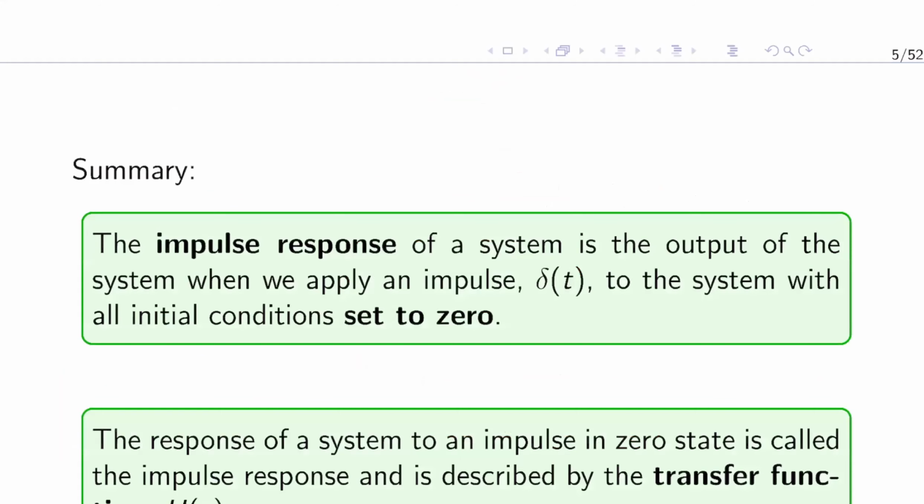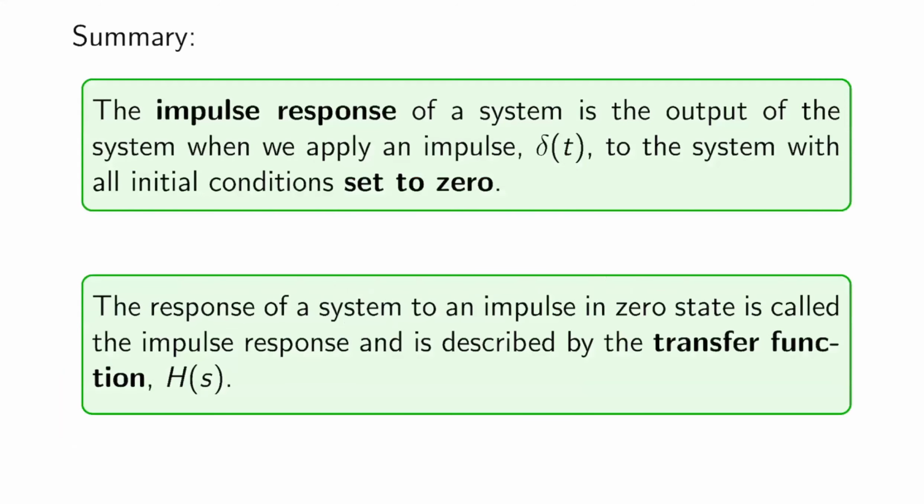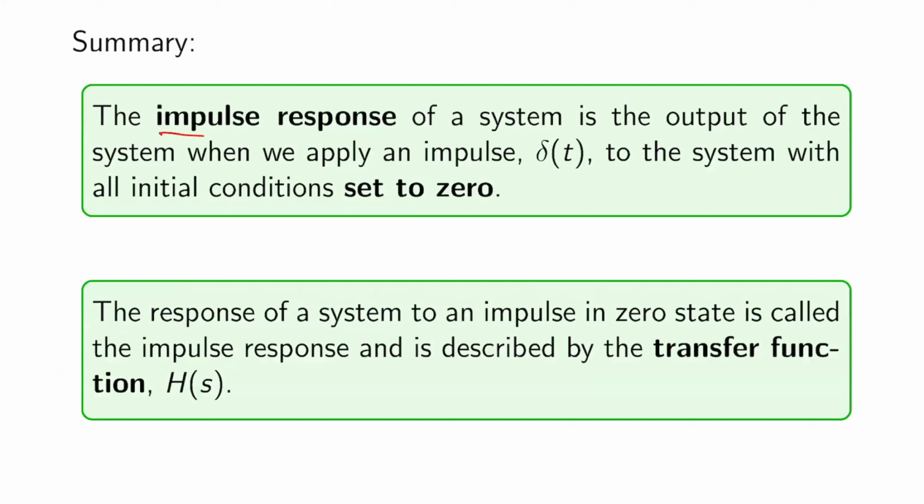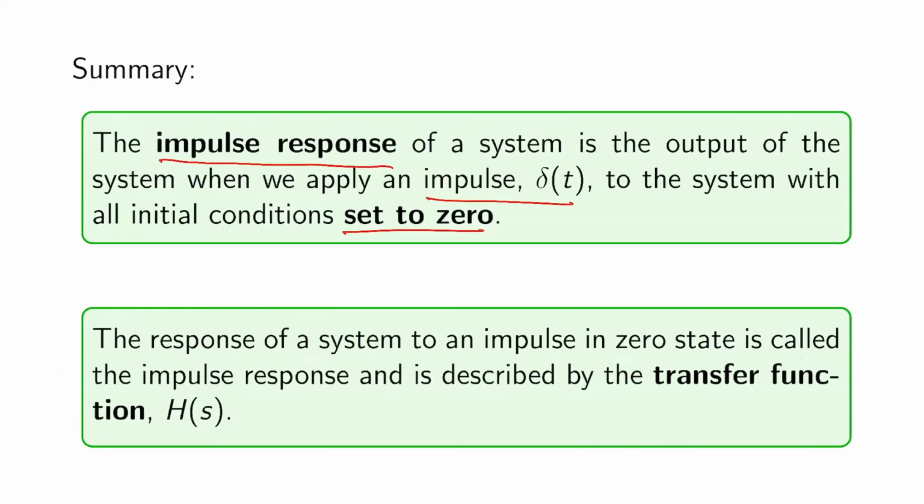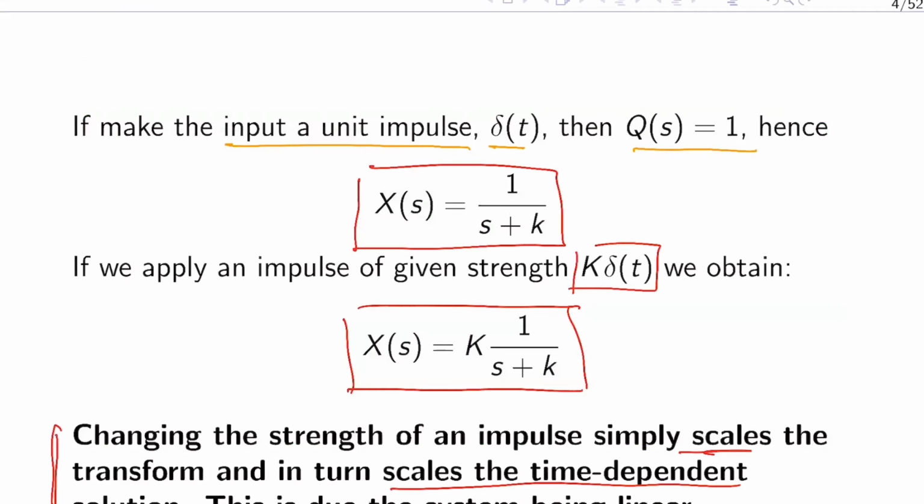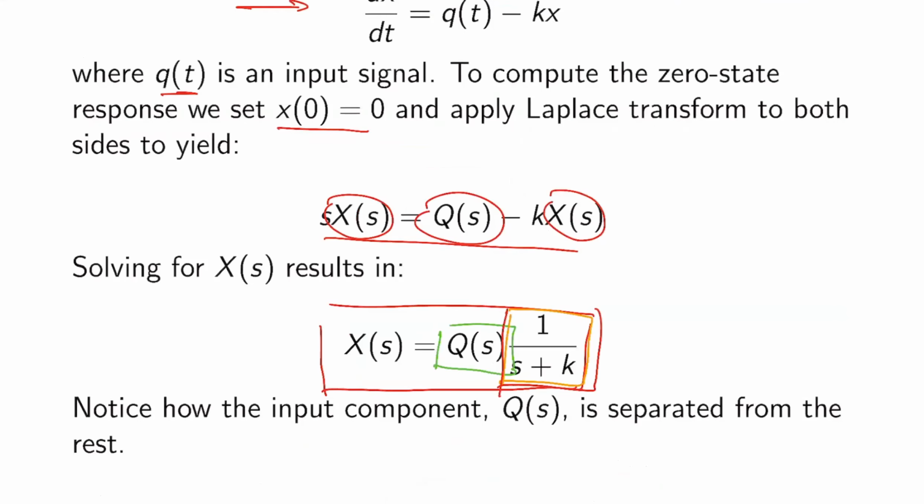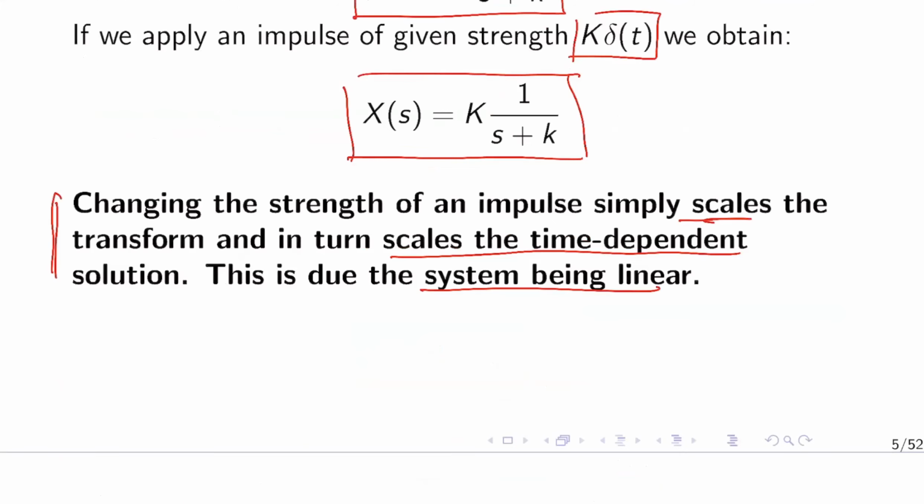So just a summary then. The impulse response of a system is the output of the system when we apply an impulse, surprise, surprise, to the system with all initial conditions set to 0, okay? And then this is where we come to now interpreting this piece here, okay? The 1 over s plus k.